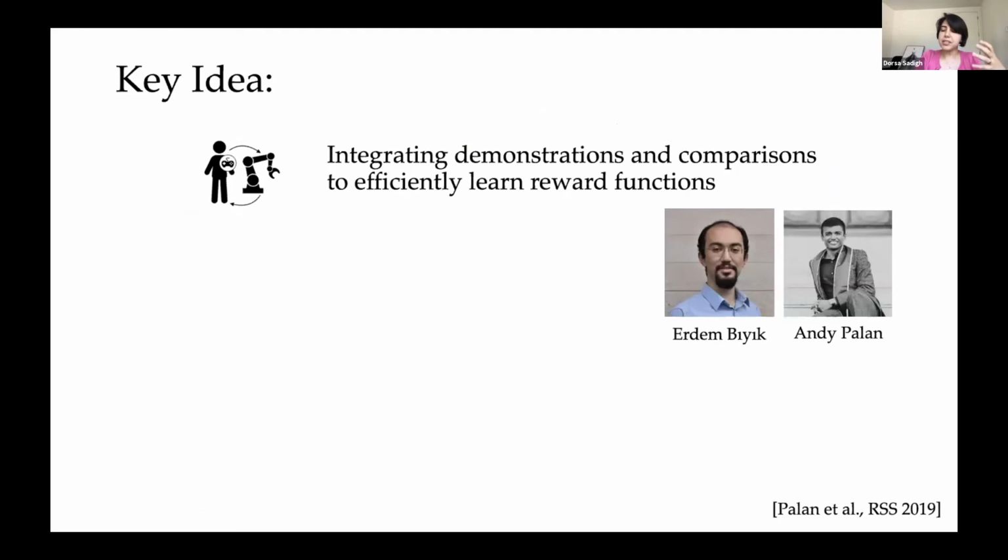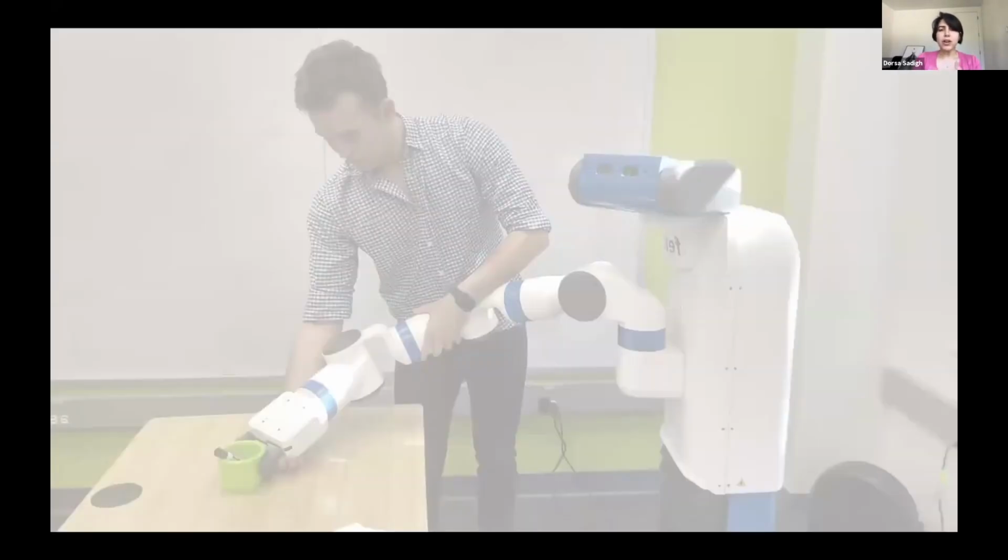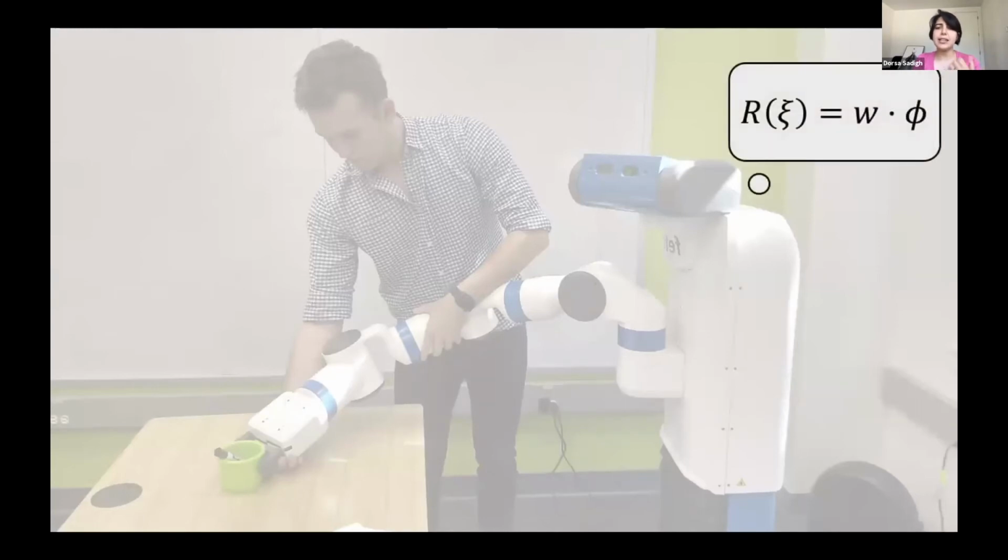So just to summarize, the key idea here that I've been talking about is the fact that we got to integrate demonstrations and comparisons and in general different sources of data that we can get from humans to learn reward functions, and think of humans as an opportunity that allows us to be much more data efficient in our data collection to build better robots and to learn reward functions. And so far, everything I've said is about this linear reward function.